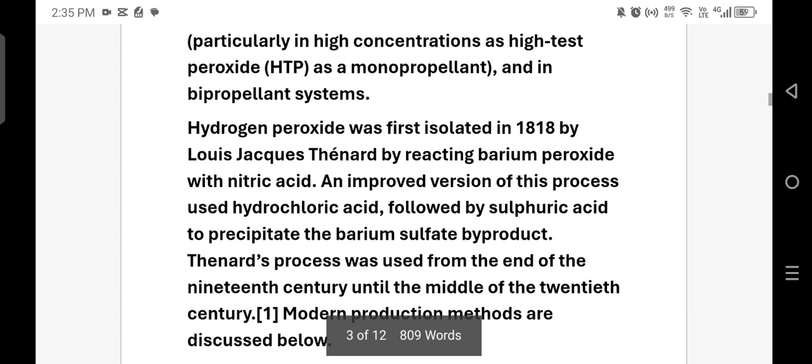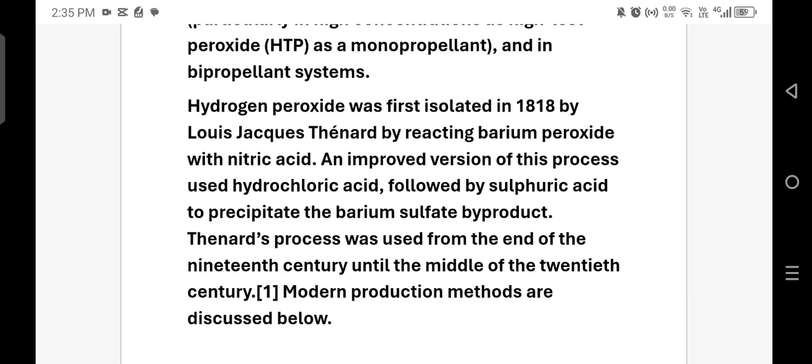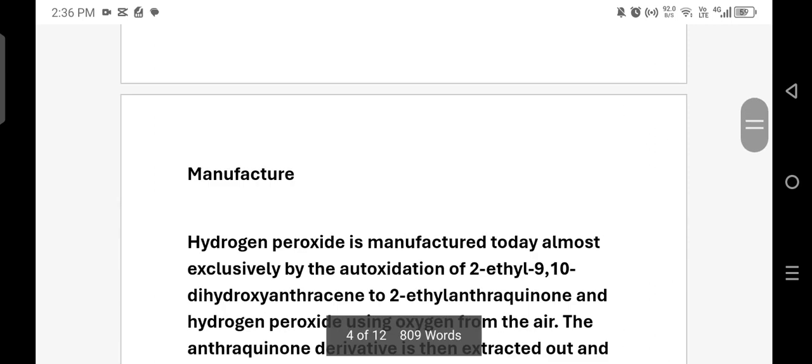Hydrogen peroxide was first isolated in 1880 by Louis Jacques Thenard by reacting barium peroxide with nitric acid. An improved version of this process uses hydrochloric acid followed by sulfuric acid to precipitate the barium sulfate byproduct. This standard process was used from the end of the 19th century until the middle of the 20th century. Modern production methods are discussed below.